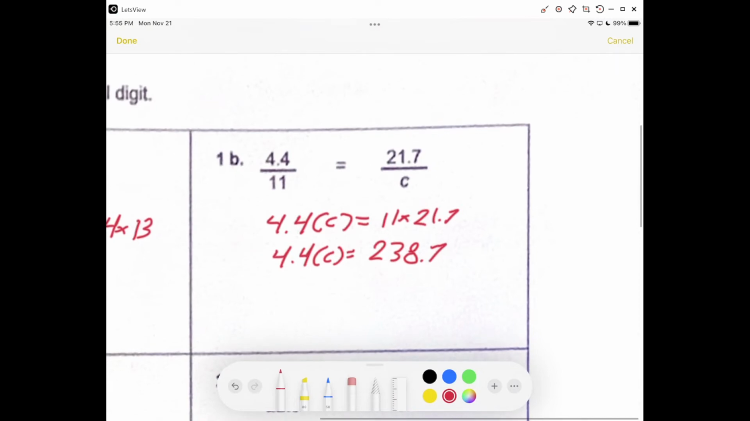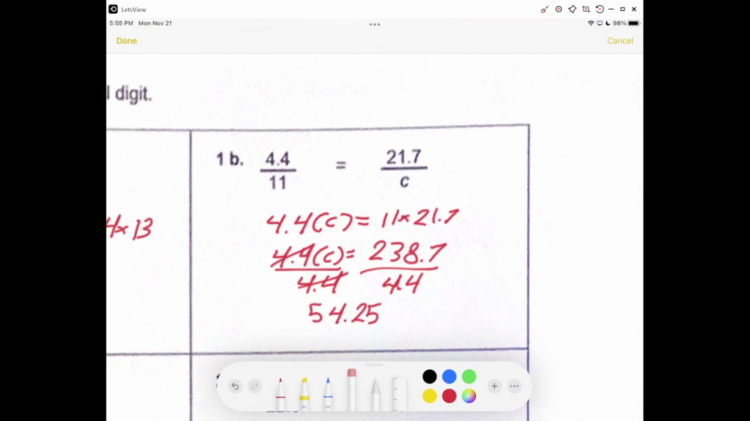Now all we have to do is simply divide by 4.4 on either side, and divide by 4.4 on the other side as well. Now 238.7 divided by 4.4 is 54.25, but if you round it to the nearest one digit, that would be 54.3. Now that's how you do 1A and 1B.